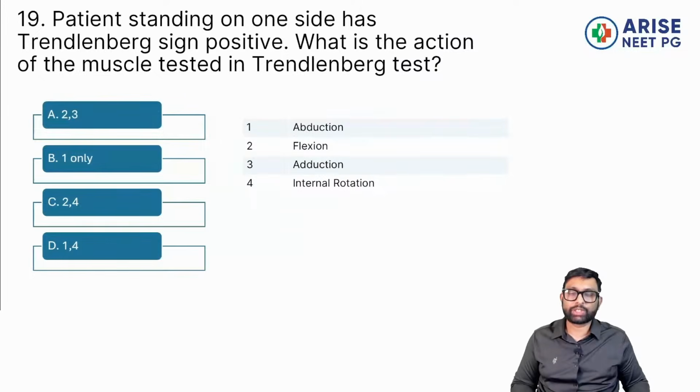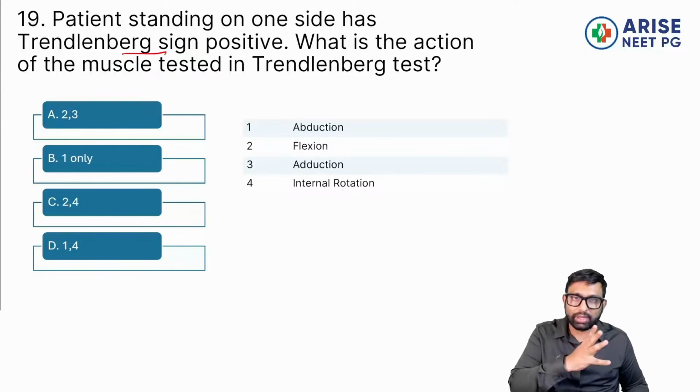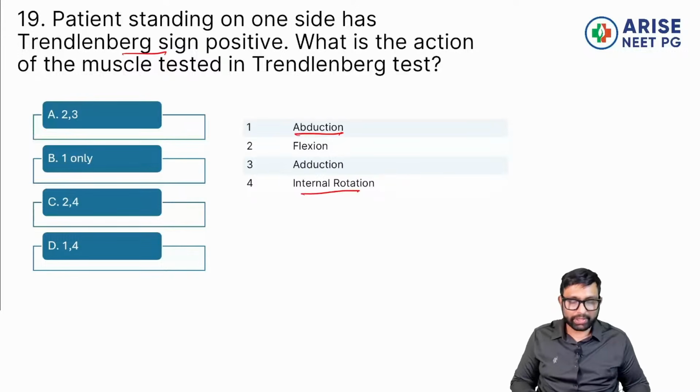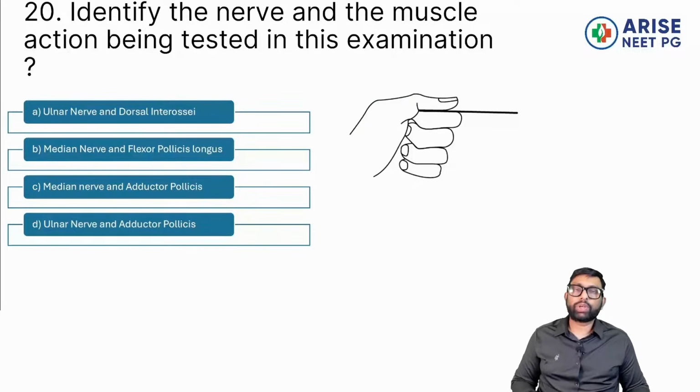Now let's go to the next question. Again, a Trendelenburg question itself. Patient standing on one side has Trendelenburg sign positive. What is the action of the muscle tested in the Trendelenburg test? Normally for Trendelenburg, we're testing the gluteus medius and minimus, which is important for internal rotation and abduction. Abduction and internal rotation. So 1 and 4. So answer has to be D. D is the answer.